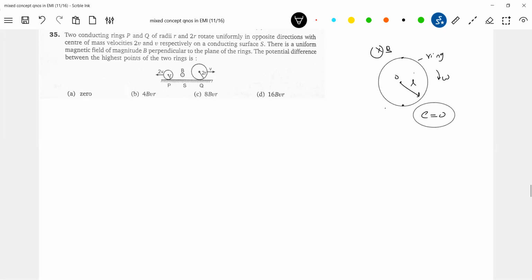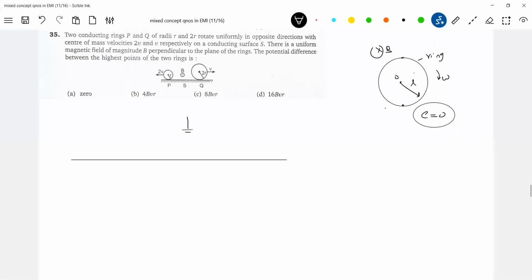Come to this problem. They are having rolling motion. So due to the rotational effect, there should not be any EMF, only due to translational motion. And only due to translational motion, what do we do? We replace the ring. If only due to translational motion, there's everything. So it will behave like a cell, no? So what should be the EMF induced? V into 2R into B. So this will be one cell.